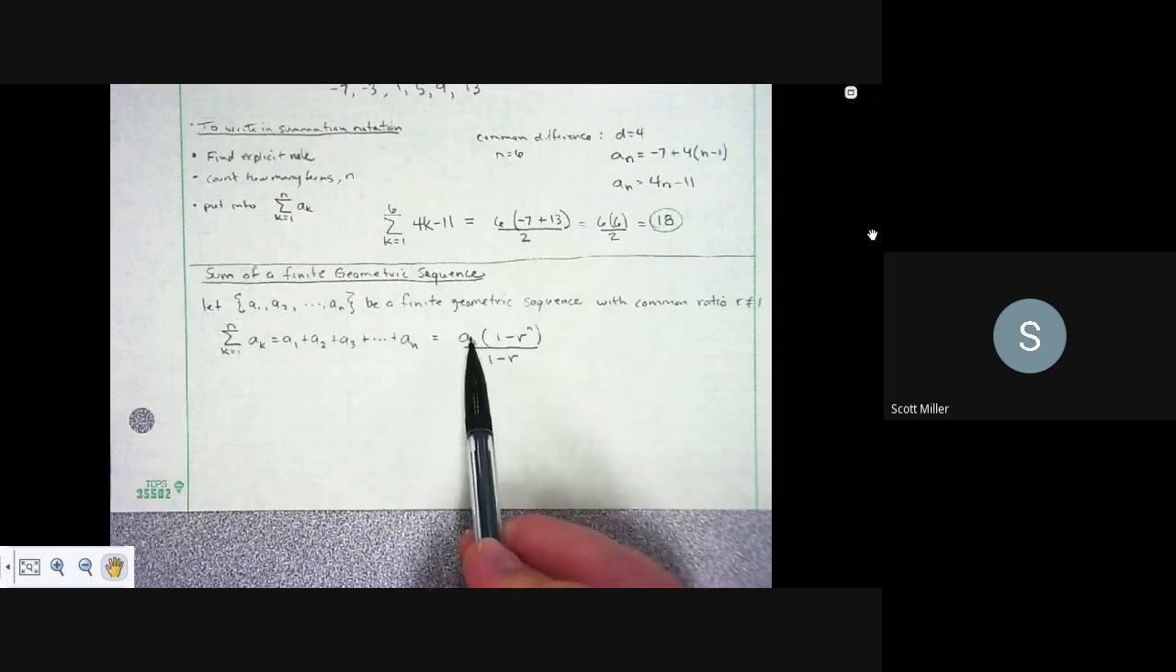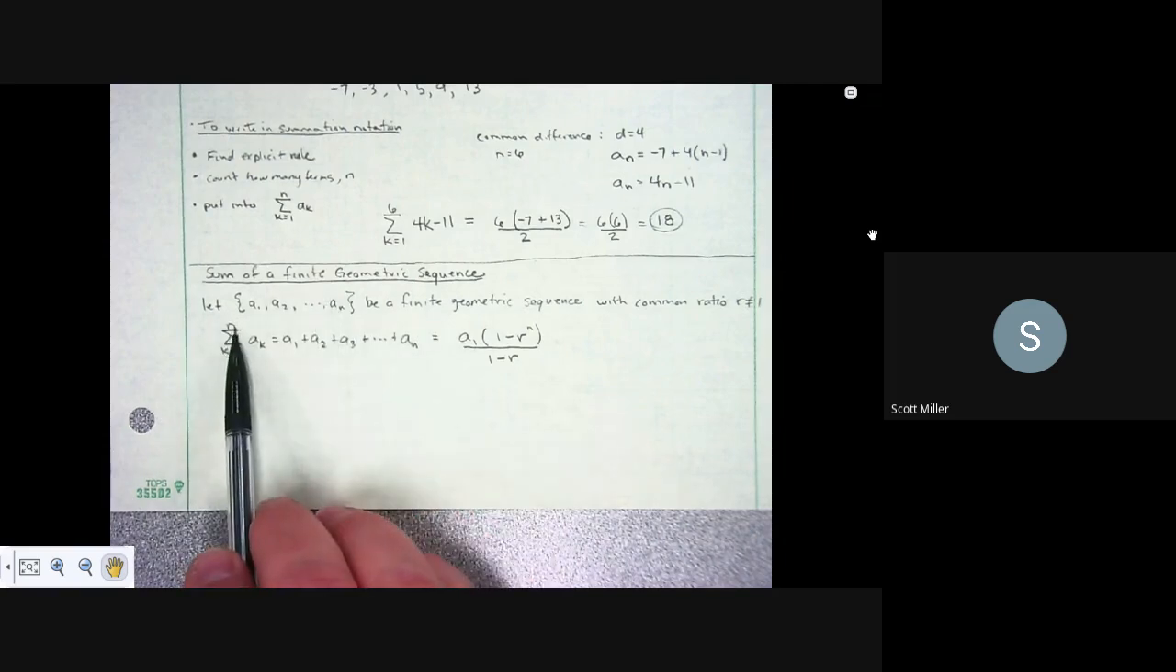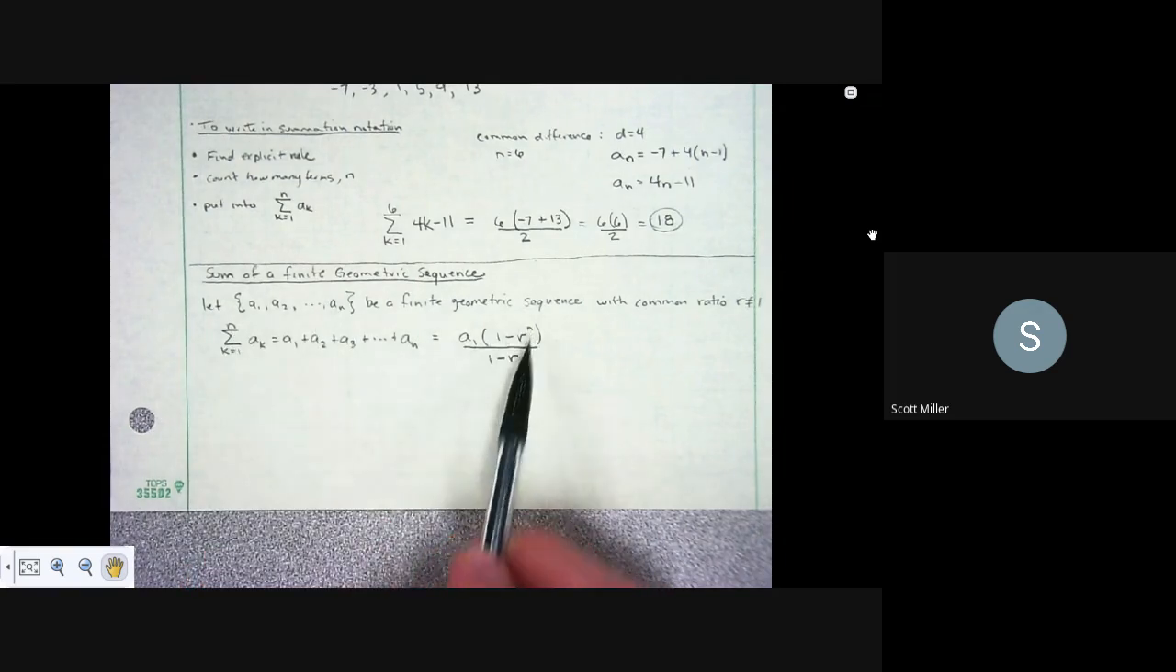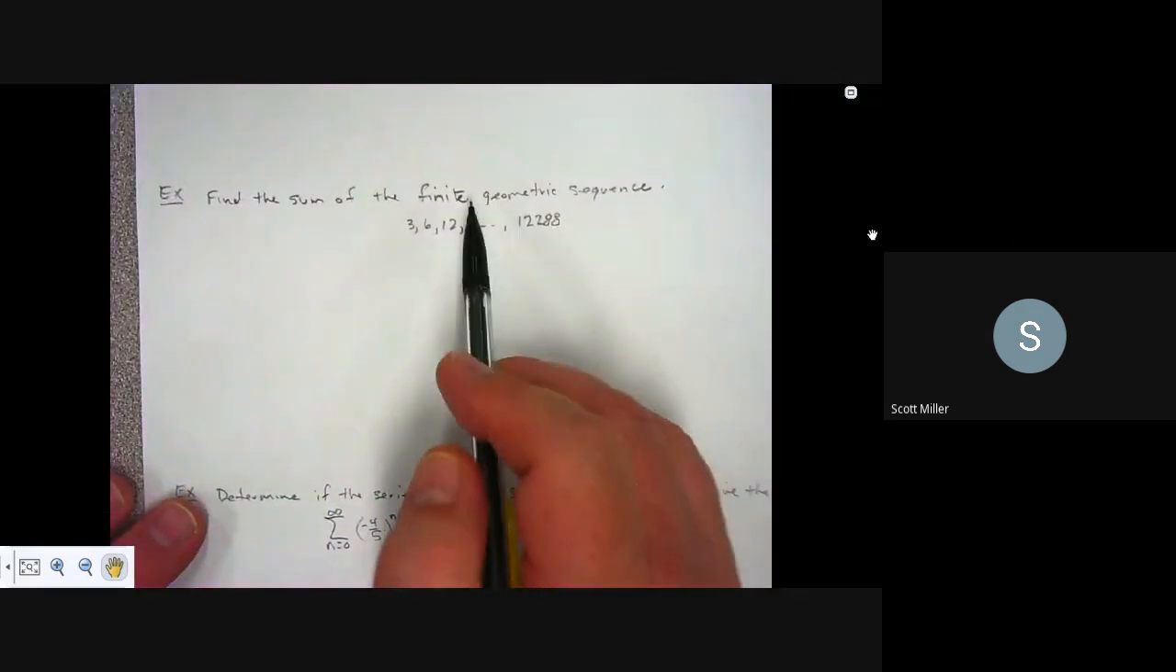It's the first term, 1 minus the common ratio to the n power, so whatever that number up there is. And then the bottom is just 1 minus r. So that is the formula for that. And so let's do a problem that works with that. Find the sum of this finite geometric sequence.